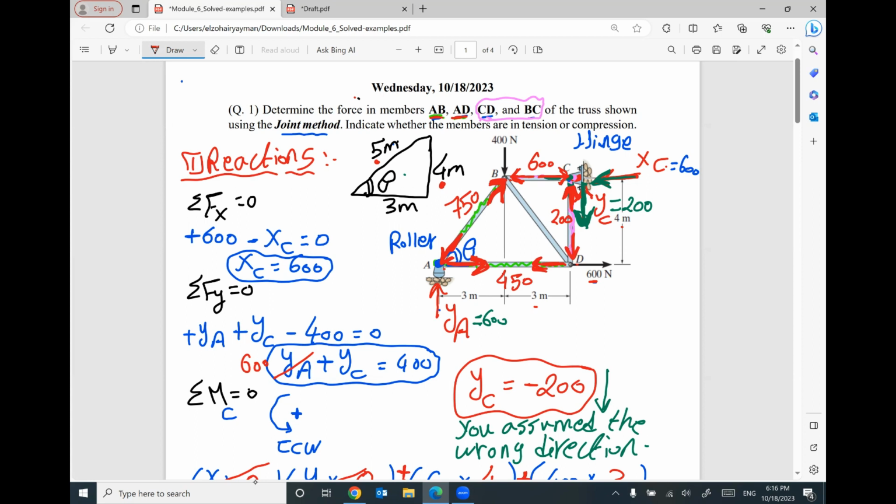By the end, I found the reactions. I found the forces in members AB, AD, CD, and BC, and I indicated whether each member is in tension or compression.